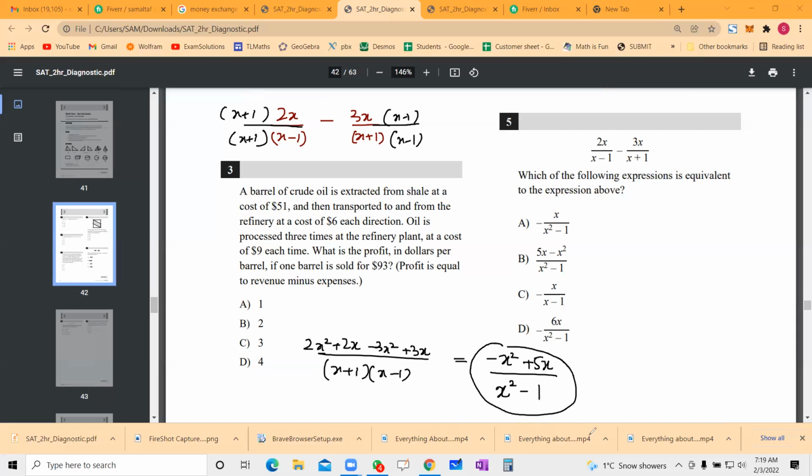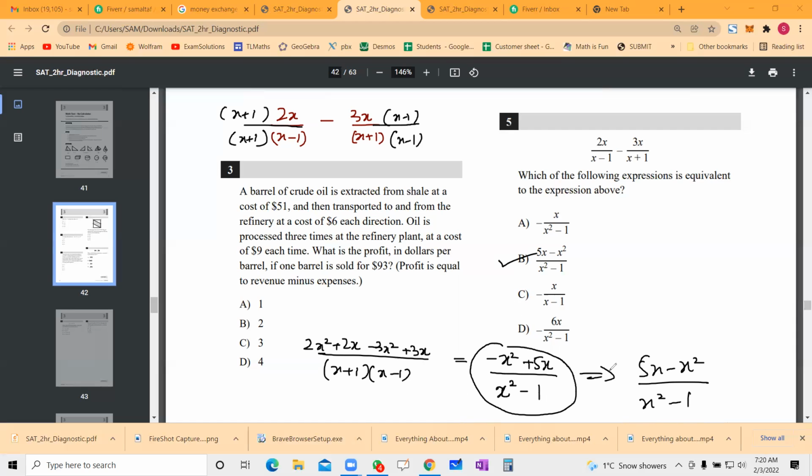Any option here? So that would be A? Oh no, A is negative. In the numerator, you have negative x squared plus 5x. Or you can write it as 5x minus x squared. It's one and the same thing. So it would be B. 5x minus x squared, or negative x squared plus 5x. It's one and the same thing, right? So option B is the right answer.